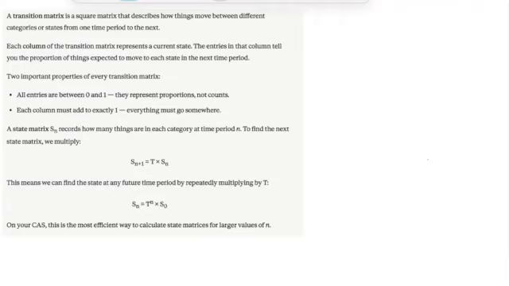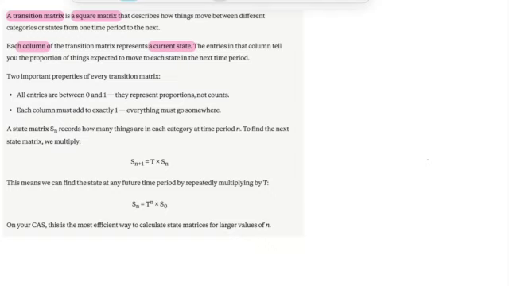In this video, we're going to learn about transition matrices. A transition matrix is a square matrix that describes how things move between different categories or states from one time period to the next. Remember that a square matrix is one that has the same number of rows as columns. Each column of the transition matrix represents a current state. The entries in that column tell you the proportion of things expected to move to each state in the next time period.